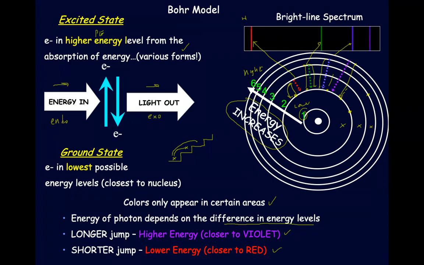You could skip steps, and when you come down, you could skip steps, but you can't be right there. You can't be in between steps. So that's an important thing to know. So the color is dependent on the total jump of the electron as it goes back to the nucleus.